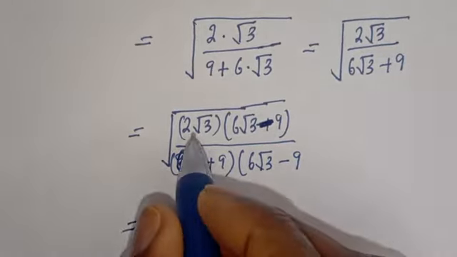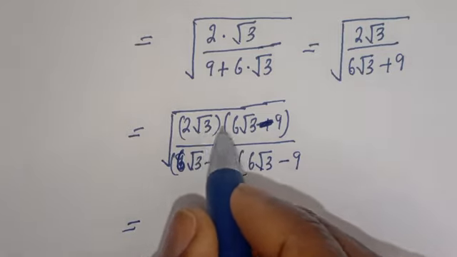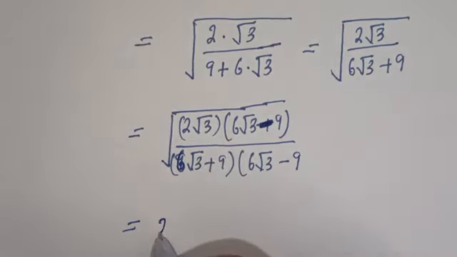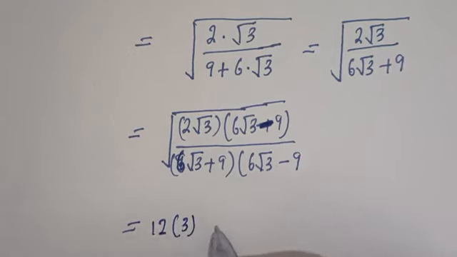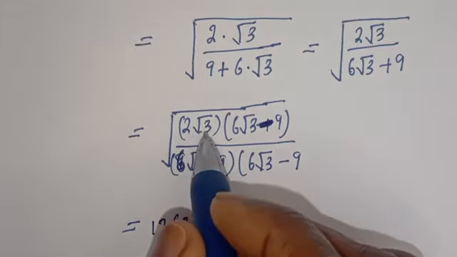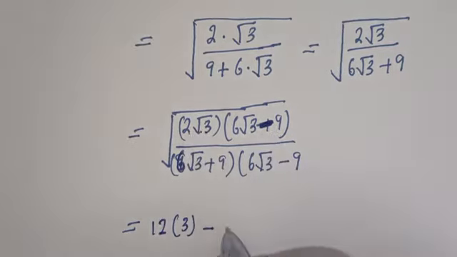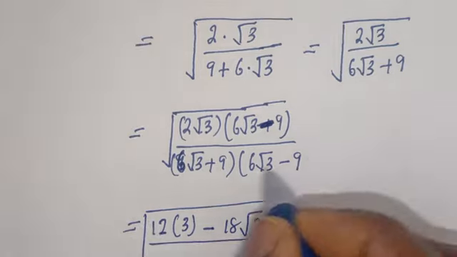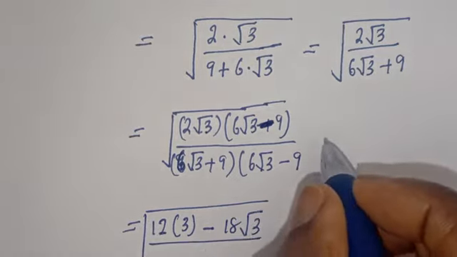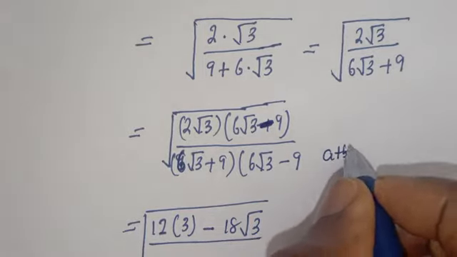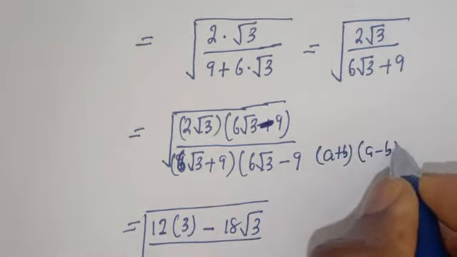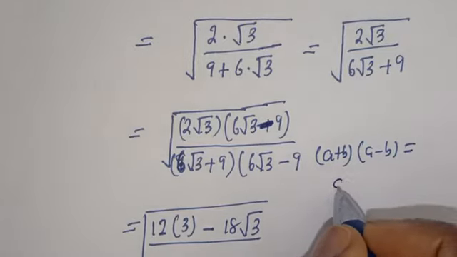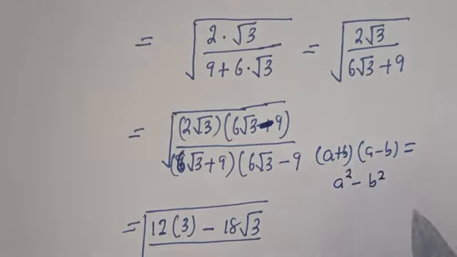Then equal to 2 times 6, that is 12. Then root 3 times root 3, we have 3. 12 multiplied by 3, then minus 2 root 3 times 9, that is 18 root 3, then we have the square root, divided by this, the denominator is in the form of a plus b bracket a minus b, which is equal to a square minus b square.